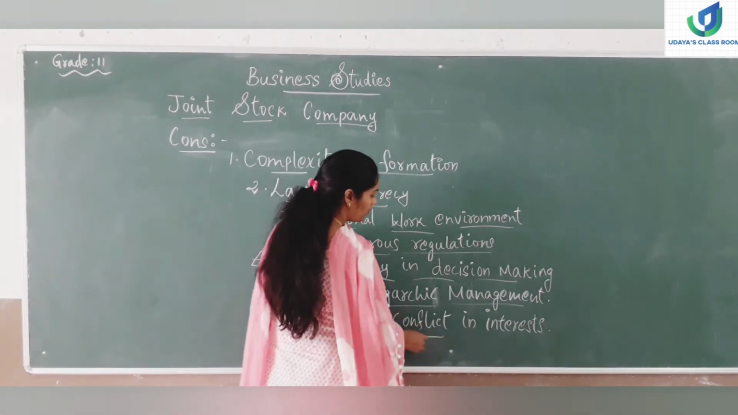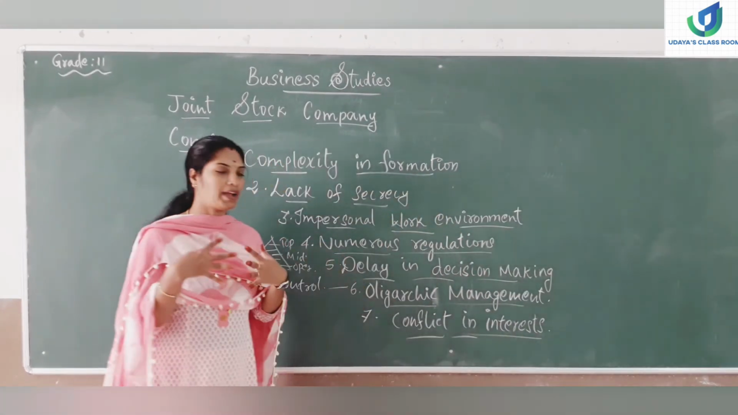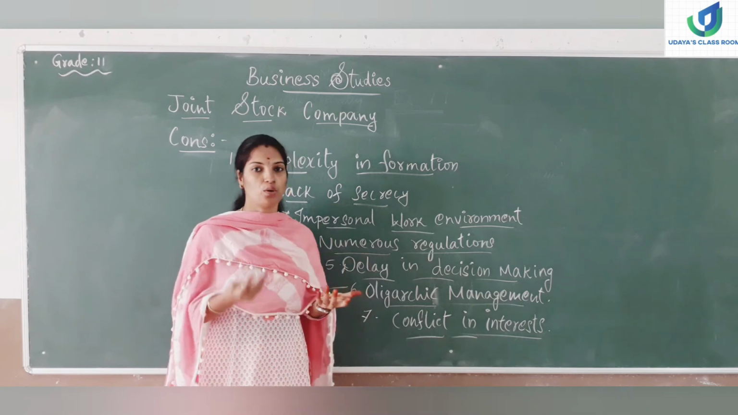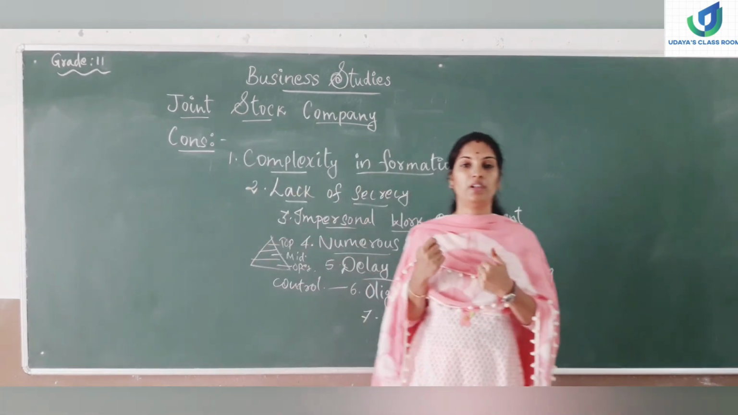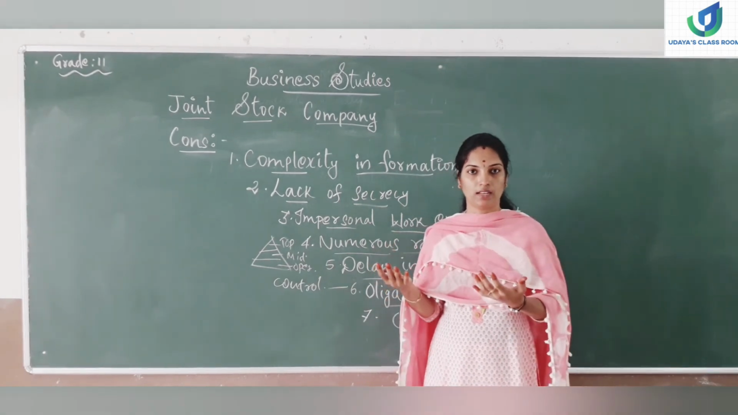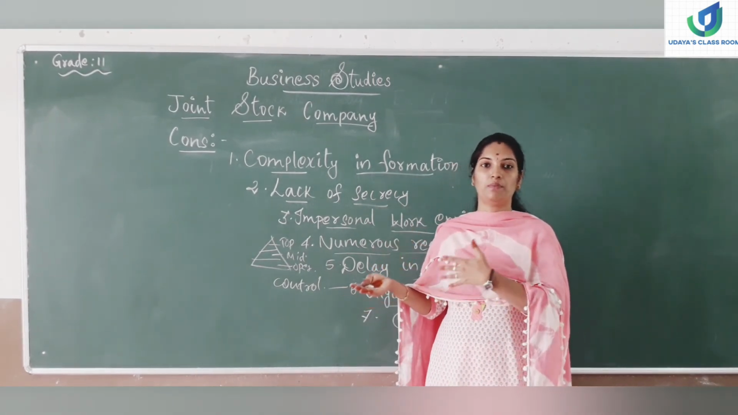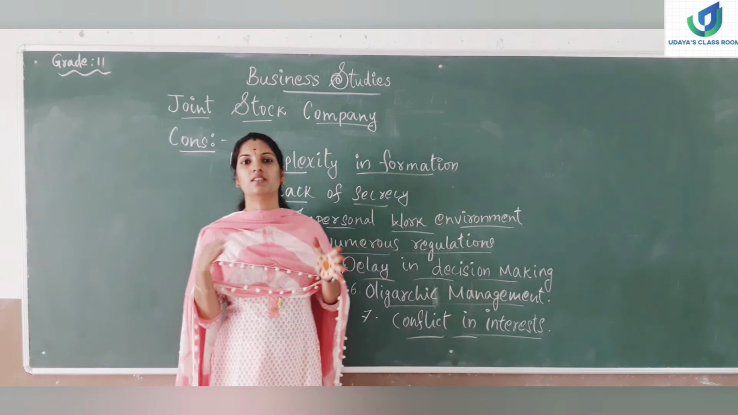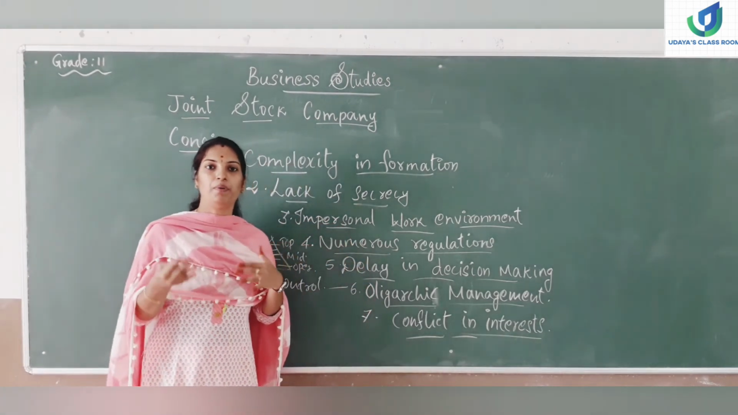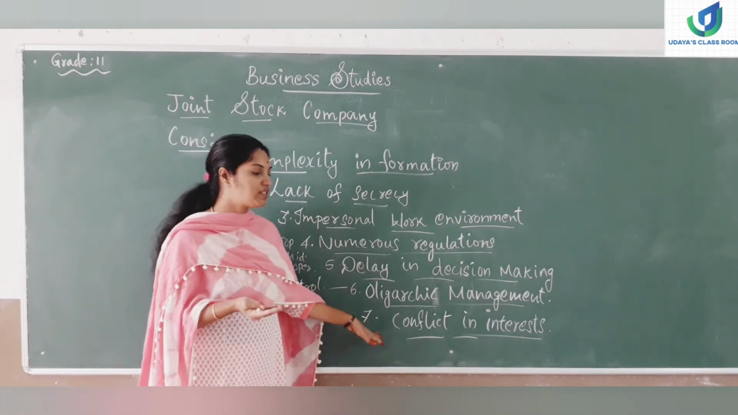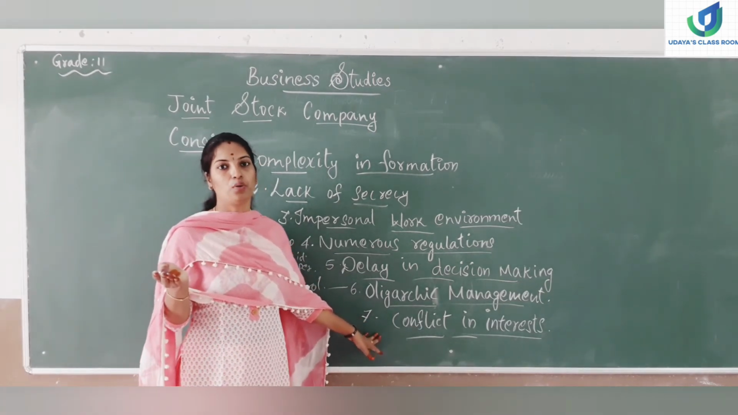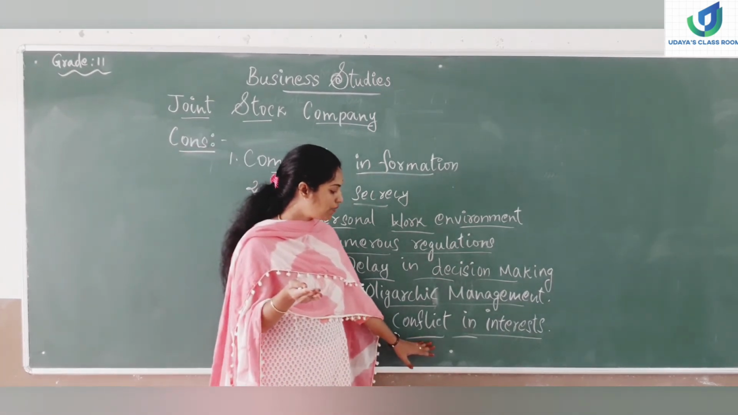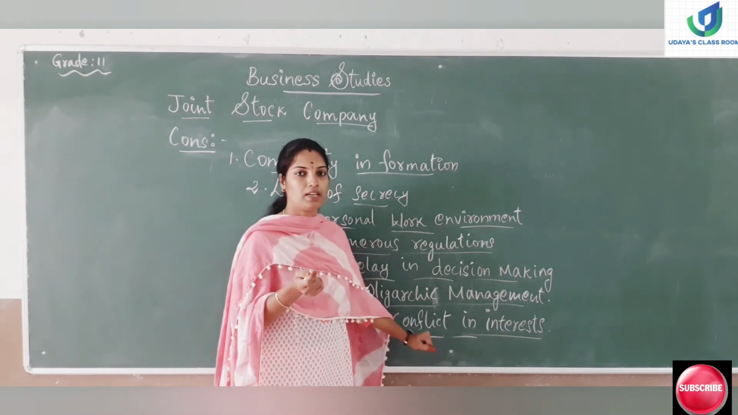And next is conflict of interest. Conflict means what? Fight. Conflict of interest in the sense that each and every stakeholder of the company will have a different interest. For example, an employee may need a higher salary, and customers, the final consumers, will be expecting higher quality of products. Stakeholders means the people who are involved with the particular company, right? So each and every stakeholder will have a different interest. It would result in conflict. So satisfying all the stakeholders will be a difficult task for the company.